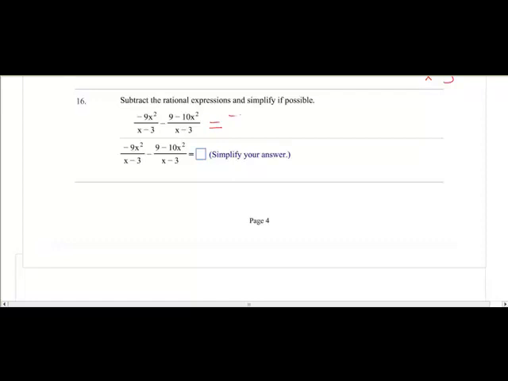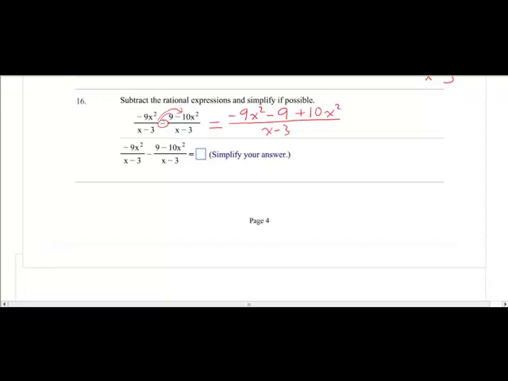So I have negative 9x squared. Now, careful here. This is what got a lot of people. Minus 9. I'm subtracting 9. But what you also have to remember is this minus sign is distributed. It applies to the minus 10x squared also. So you have to say minus a minus 10x squared, which means plus 10x squared. I think that right there got a lot of people on this problem. And all of this is over x minus 3.